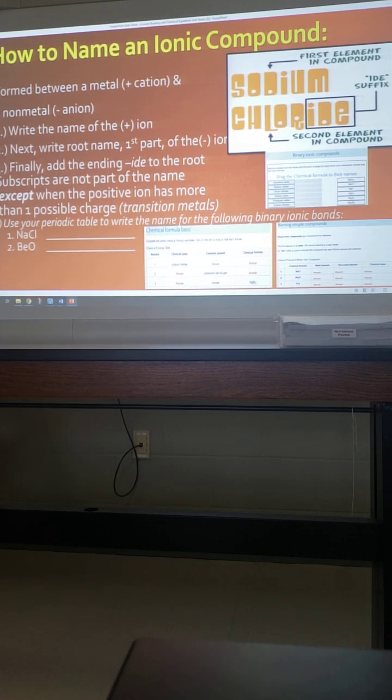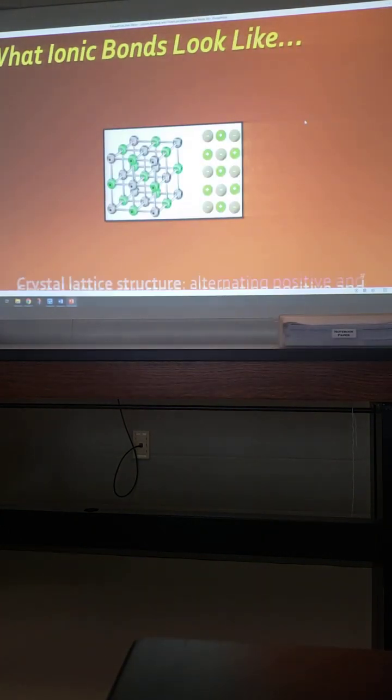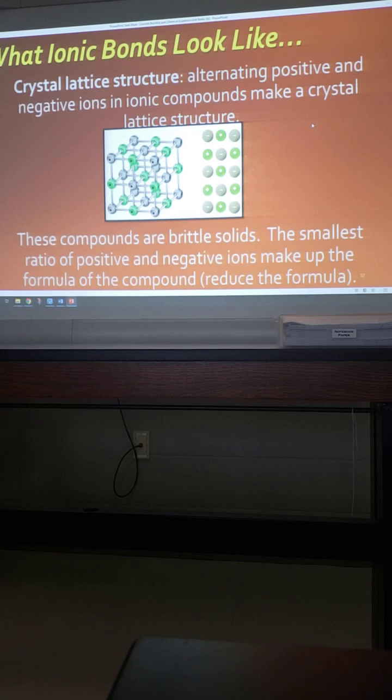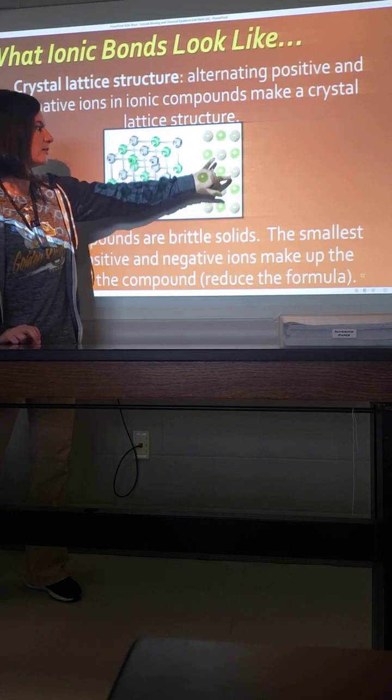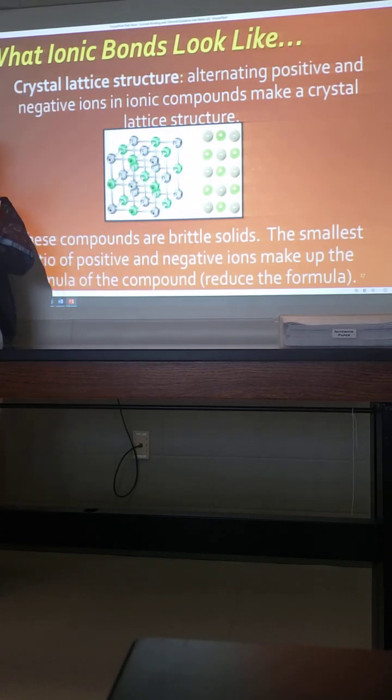We're going to come back and do some more practice in a minute, but there are a few more slides to wrap up and finish ionic compounds, so I want to do that, and then we'll come back to the naming practice. A lot of times ionic bonds look like a crystal lattice arrangement where you're alternating positives and negatives because they're attracting. Opposite charges attract. You're getting an attraction here and here and here, coming three-dimensionally all around.